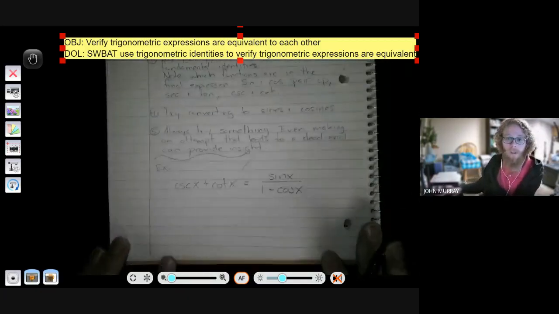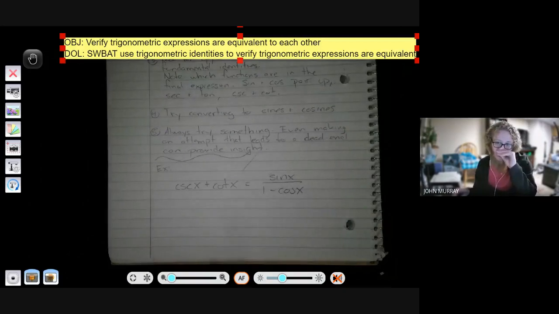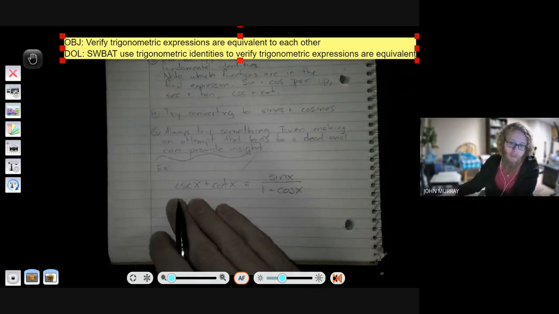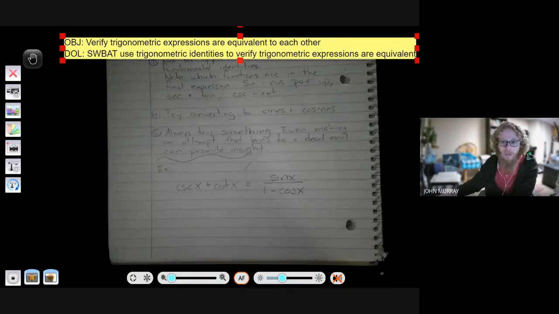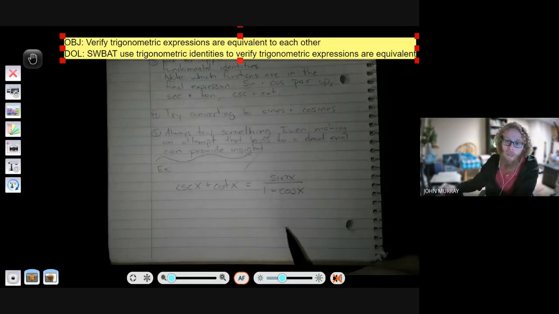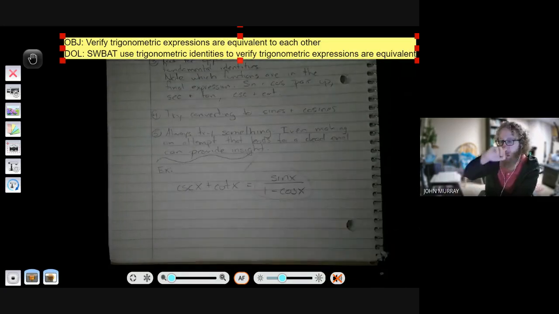Okay, so real quick. Here we have cosecant x plus cotangent x equals sine over 1 minus cosine. Now this is kind of similar to what you're going to be doing in a second. For those of you working on the left-hand side, you have a place to start by changing cosecant and cotangent. If you're going to be working on the right-hand side, remember what we did yesterday. How can I start to manipulate this side?